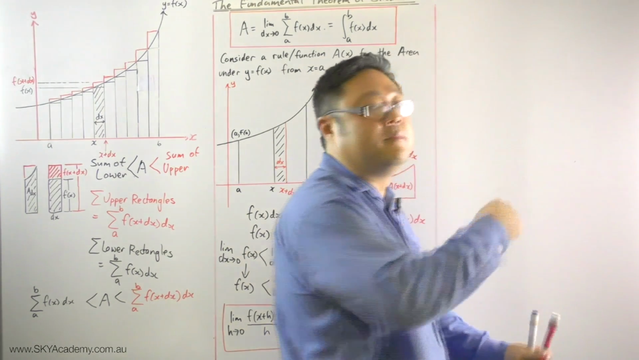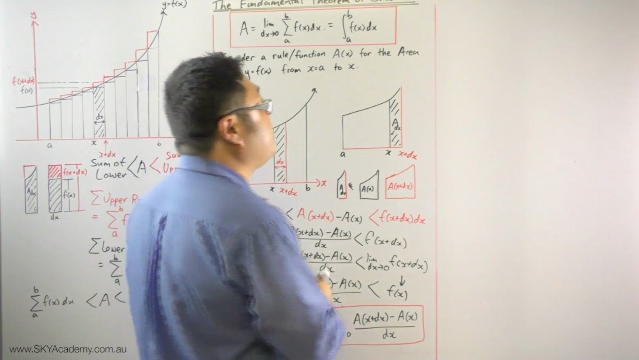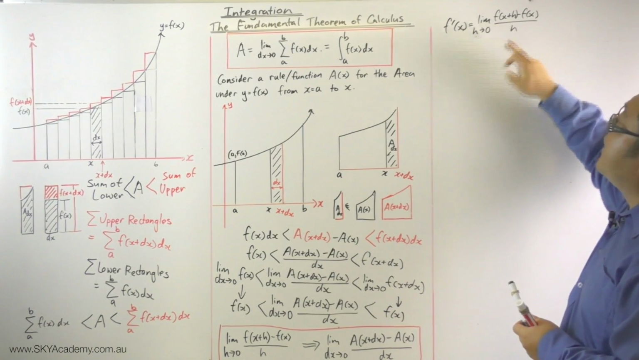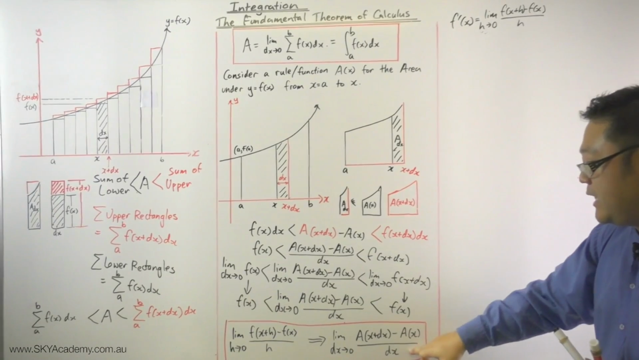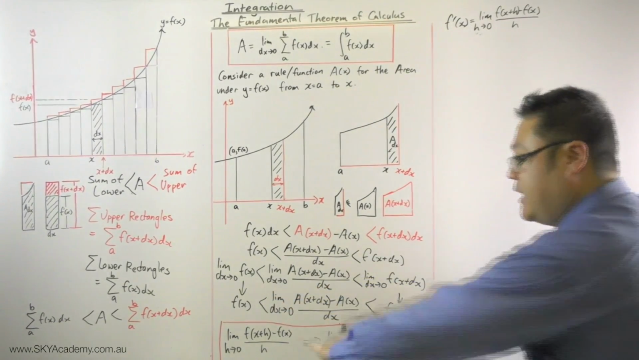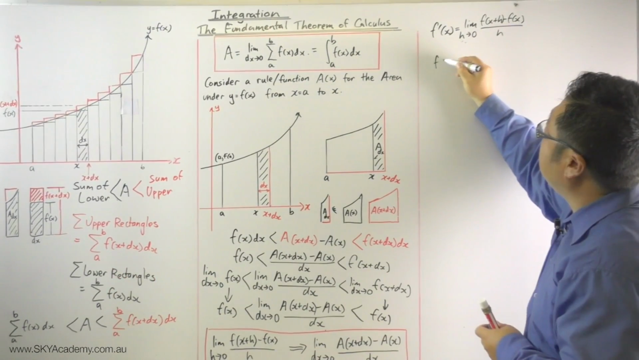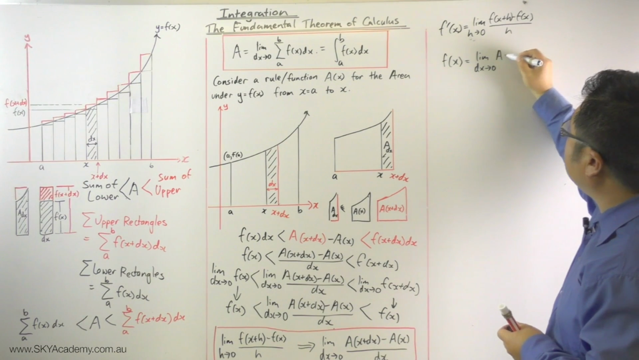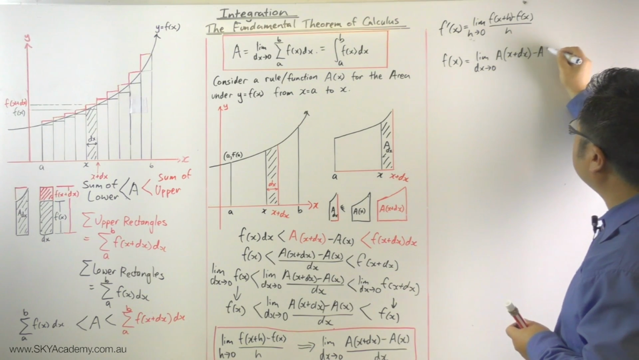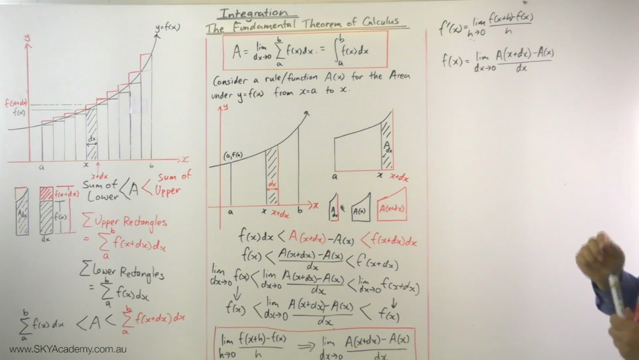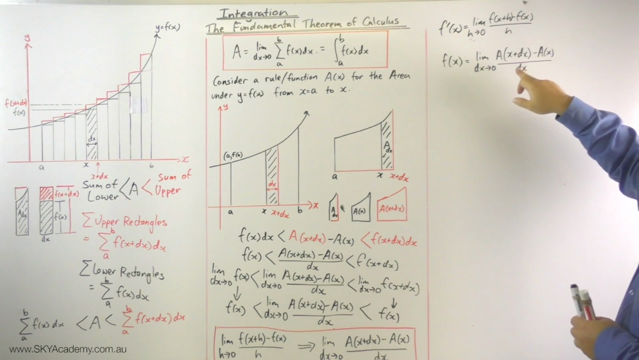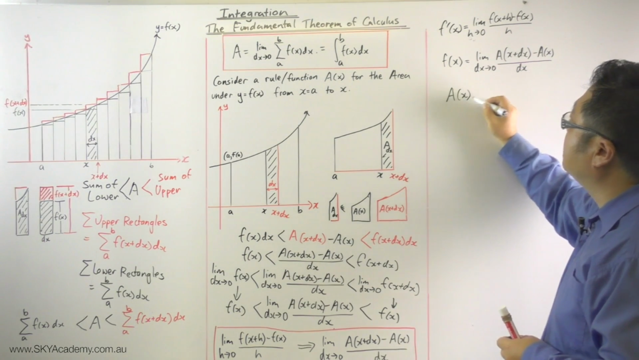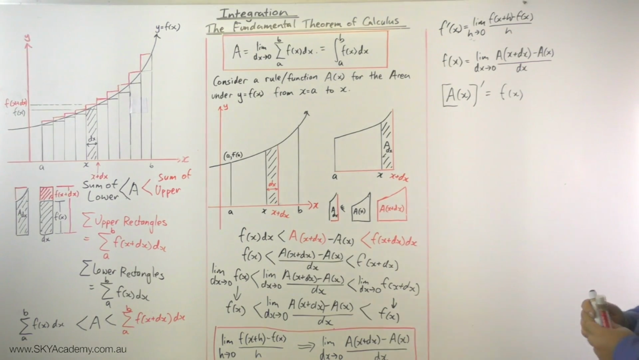So in other words, let me just use this side of the board now. What we've got is f dash of x is equal to the limit as h approaches 0 of f of x plus h minus f of x over h. While that's equal to that, what you've got over here is this bit here equaling f of x. So you've got f of x equaling the limit as d of x approaches 0 of a of x plus d of x minus a of x all over d of x. Okay? Now, what this basically means is that the derivative of a of x is equal to f of x, right? That's essentially what it means.